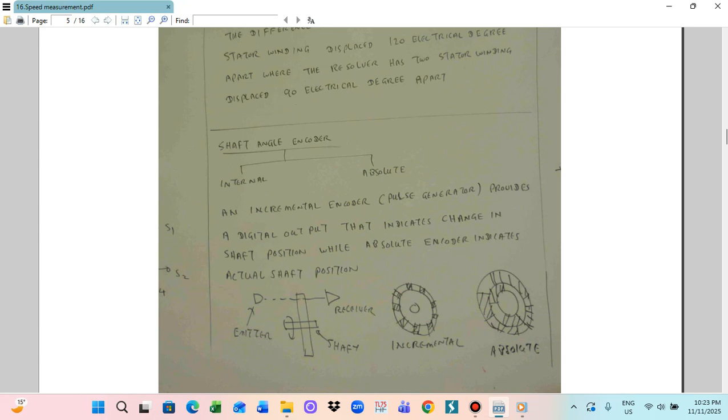Similarly, there is that kind of encoder system. When the shaft is rotating, the emitter light passes through to the receiver. Depending on this, the shaft has to be attached to the encoder. Encoders are of two kinds. One has black and white segments. A black segment and a white segment are painted on the shaft. This kind of thing we call incremental.